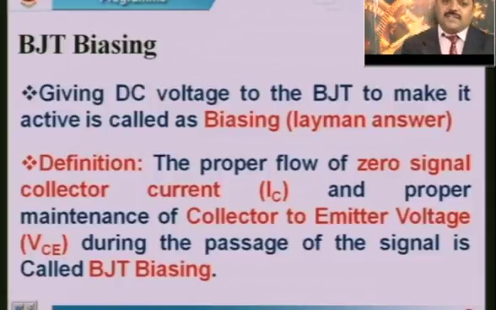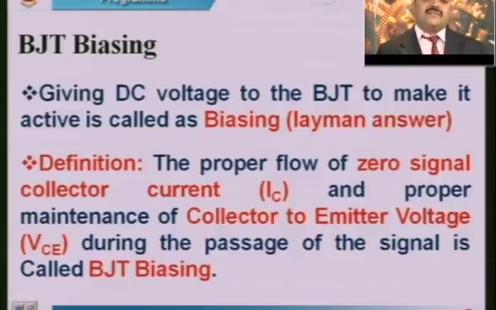When we take the BJT in CE configuration, what is the output voltage and what is the output current? The output voltage of BJT CE configuration will be VCE and the output current will be IC. Because we consider BJT CE configuration in amplifier applications, in the biasing also we must consider the output configuration of the CE configuration of the BJT. The output voltage and output current are VCE and IC.